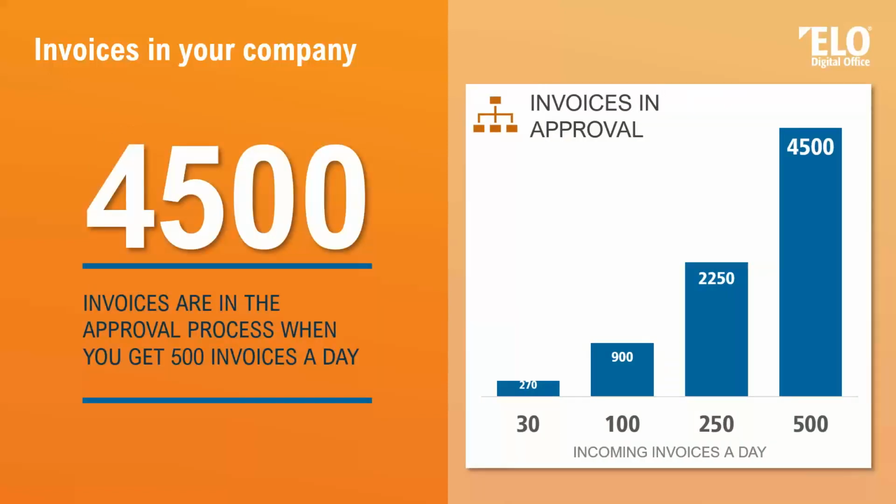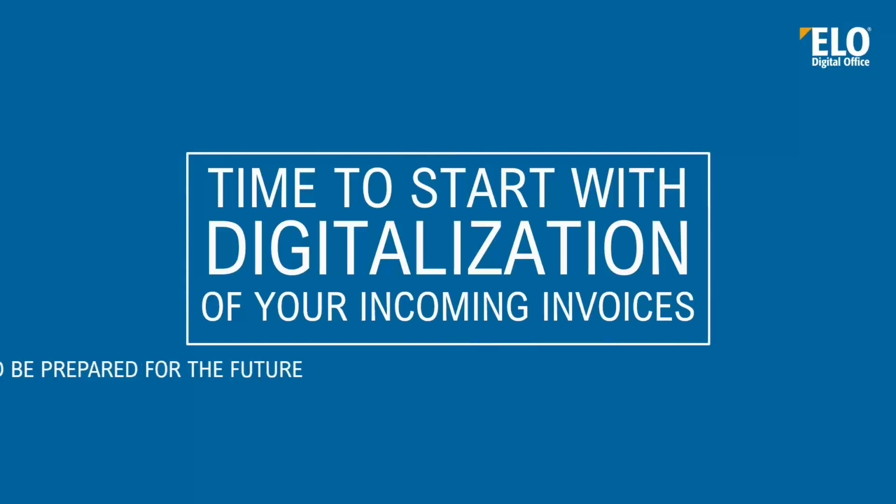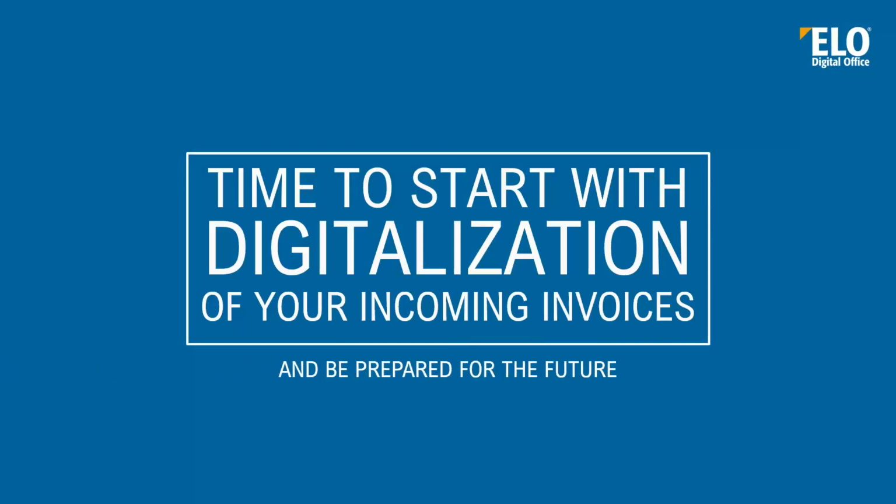When you receive 500 invoices a day, then the number of invoices in the approval process is around 4,500. That's a huge amount of invoices. Nobody has the overview over 4,500 invoices, which are somewhere in the company. Nobody can say where one specific invoice is. So it's time to start with the digitalization of your incoming invoices. And when you start with the digitalization of your incoming invoices, then you will be prepared for the future.